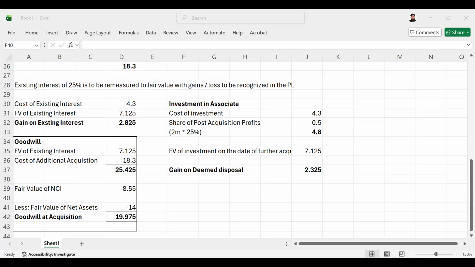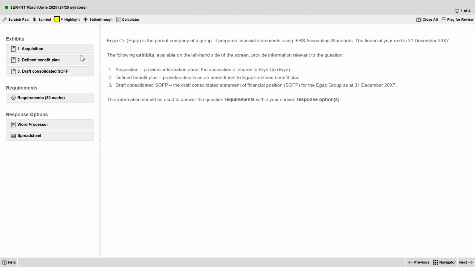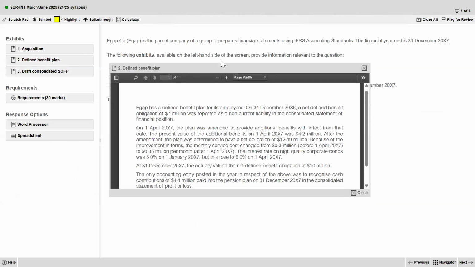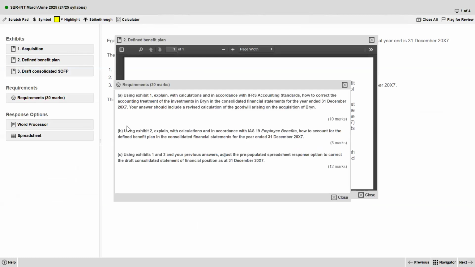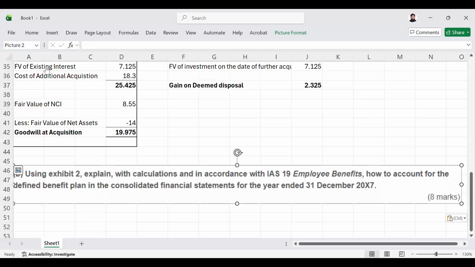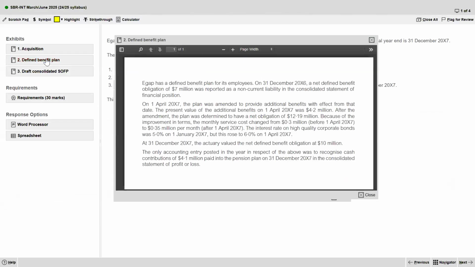Okay, let's move a bit forward and take things further. So we have done this one part. Now, defined benefit plan. And what do you have to do with respect to this defined benefit plan? The requirement is, using Exhibit 2, explain with calculations and in accordance with IAS 19 Employee Benefits, how to account for the defined benefit plan in the consolidated financial statements. Can you just go through it, please?